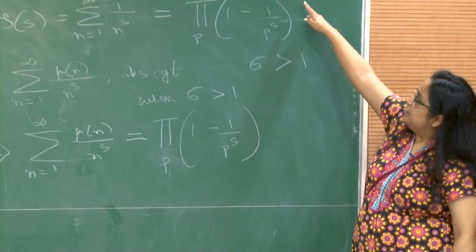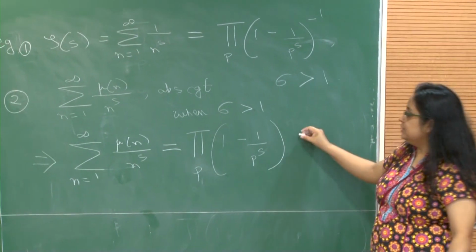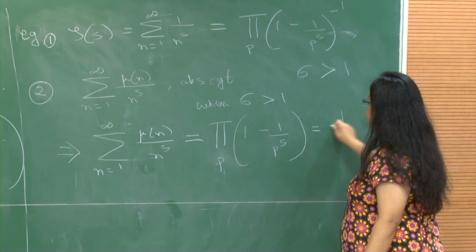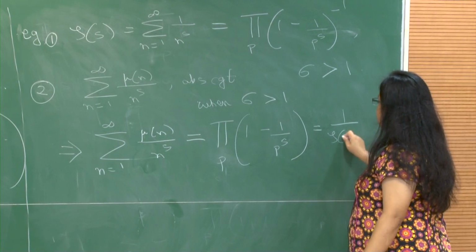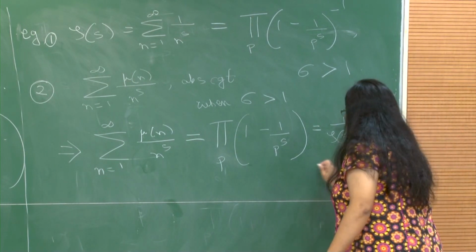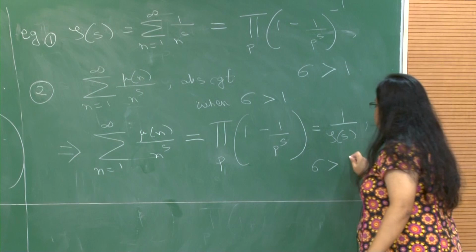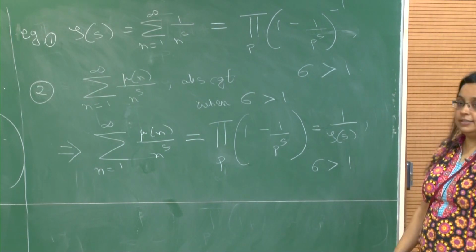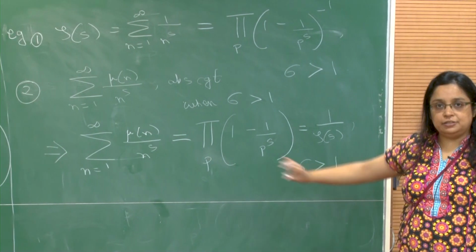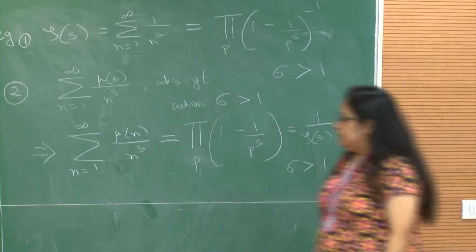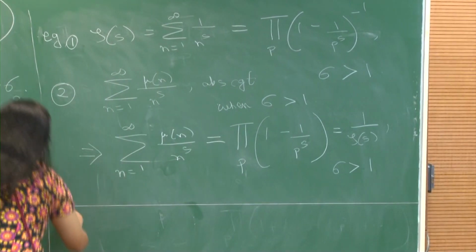This had inverse, this is just what it is, and therefore, this is exactly equal to 1 over zeta of s when real part of s is strictly greater than 1. So, another interesting Dirichlet series. Let us write another example.